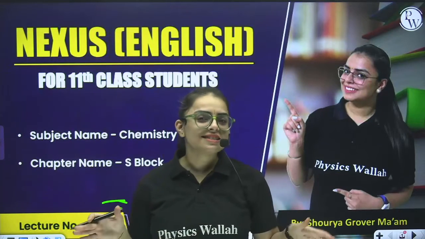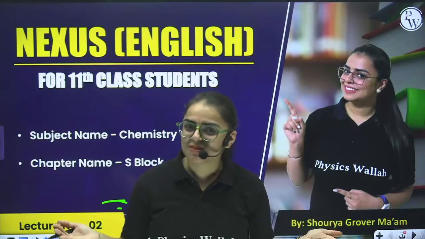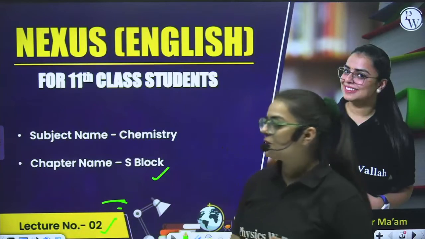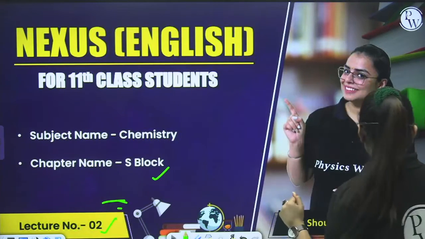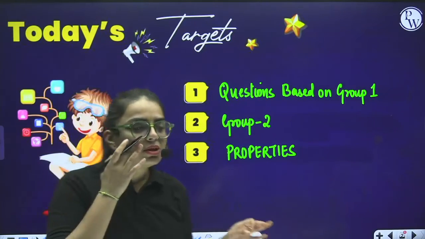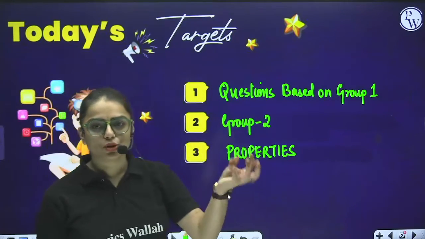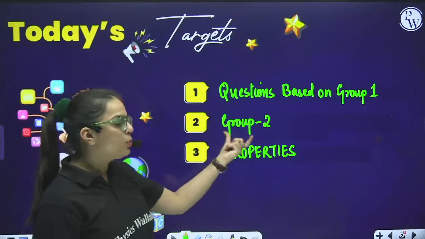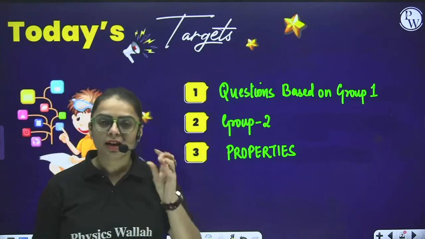Okay. So now let's start this class with a beautiful smile. So basically this is your lecture number 2 for the chapter S block elements. Now what is the sequence? How are we going to proceed in this particular class? We are going to start with the questions based upon group number 1 that we have done yesterday. And after that we'll be doing group number 2 in detail, again in the same way.